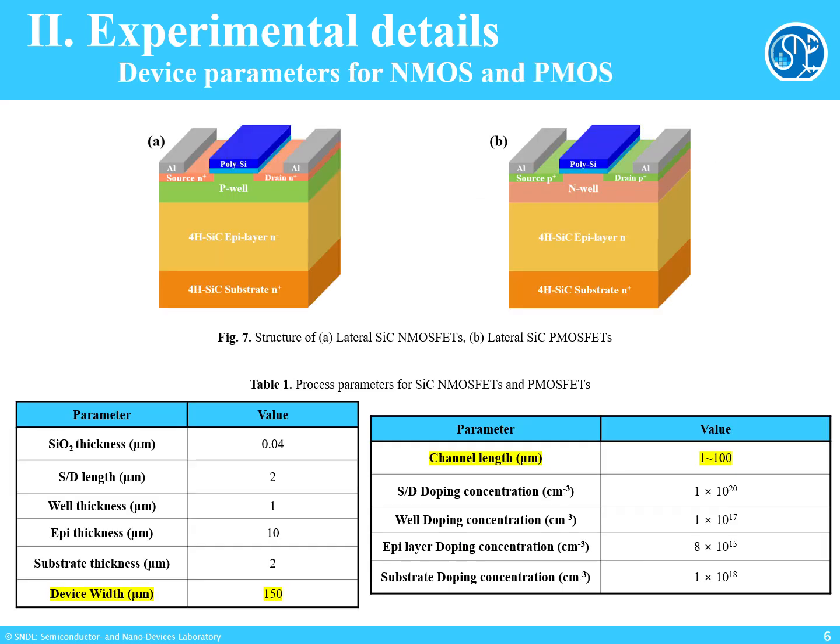Here we show the basic structure of our lateral SiC NMOS and PMOS devices. We can see the two-dimensional cross-section on the top with the source, drain, well, and epi layers clearly defined. The detailed process parameters are summarized in these tables below. Among them, two are especially important for our study. The device width, which is set to 150 micrometers, and the channel lengths, which are varied from 1 to 100 micrometers. These parameters are the key factors that directly affect short-channel effects and the overall device performance.